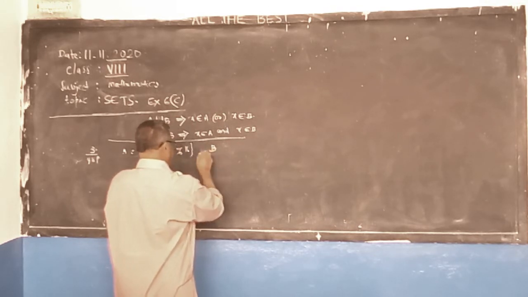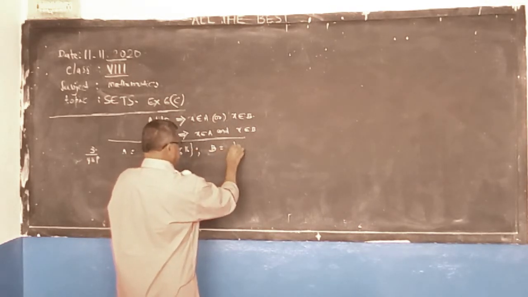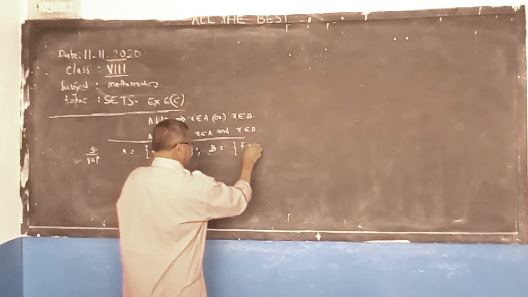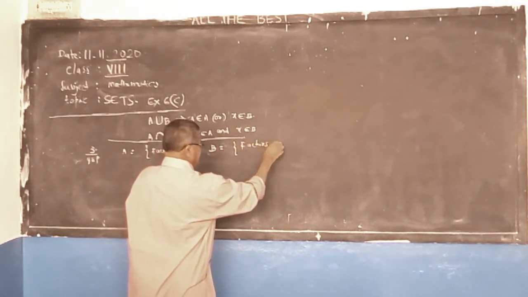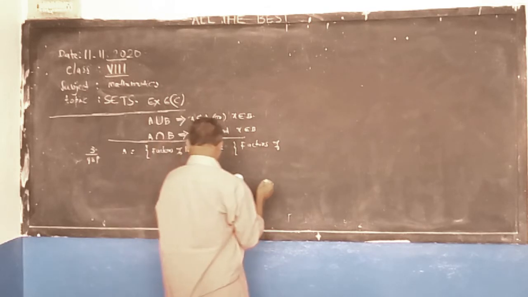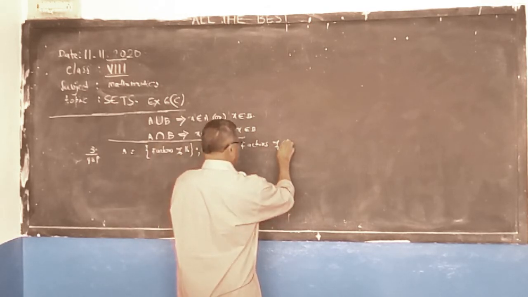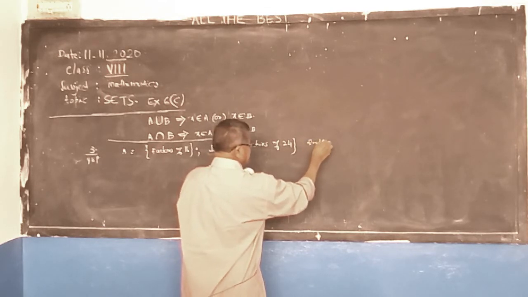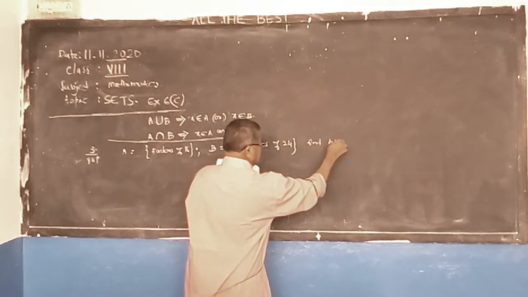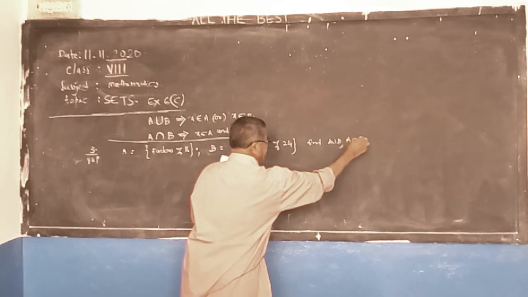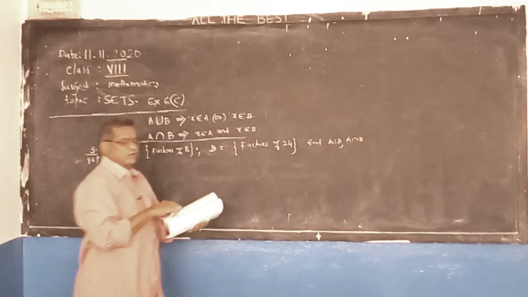B, factors of 24. Find A union B, A intersection B. We have to find both.